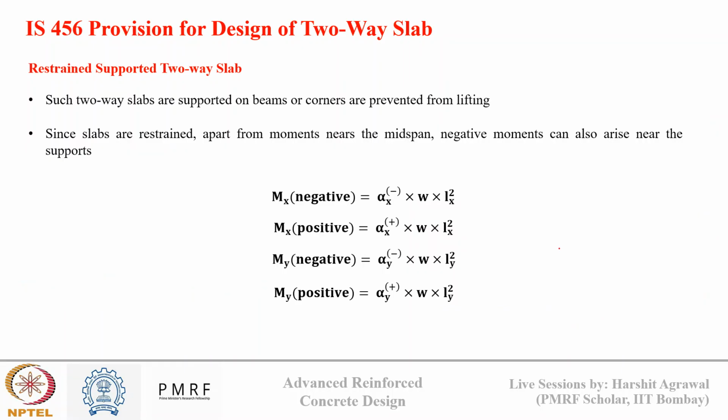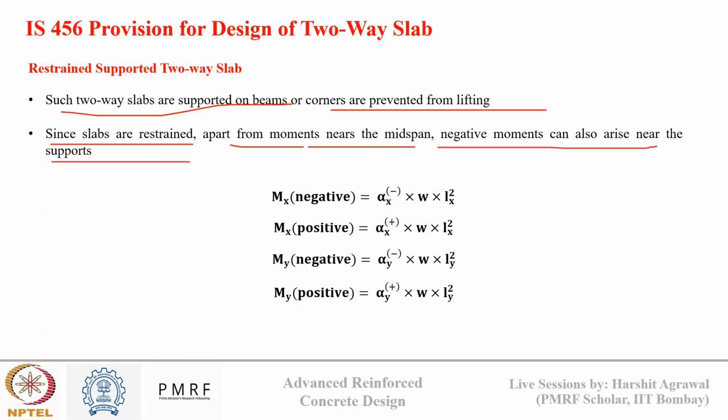Now, for restrained two-way slab, these slabs are supported on beams or corners to prevent lifting. In a simply supported two-way slab, there was no restriction on lifting, so we needed to provide additional torsion reinforcement. But in a restrained two-way slab, we have prevented the lifting by supporting slabs on beams or corners. Okay, so since these slabs are restrained, apart from moment near the midspan, there is negative moment that can arise on the support also because they are restrained.